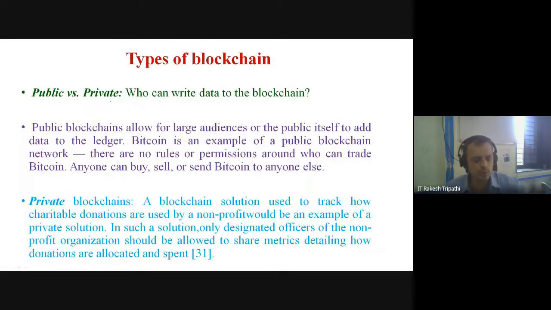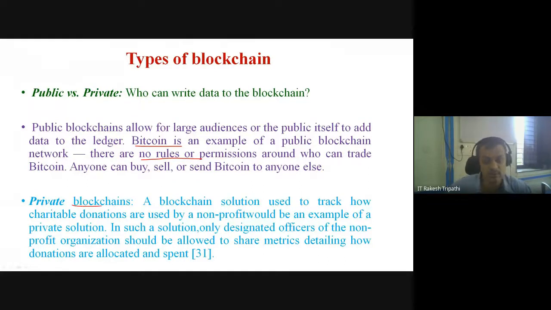Now there are 2 types of blockchain. One is called public, another is called private. In a public blockchain, anybody can participate, anybody can read the content of the blockchain, anybody can add data to the ledger, and it is free. Bitcoin is an example of a public blockchain, and there are no rules or permissions around who can trade, who can buy, who can sell. Anybody can join. All you have to do is download a Bitcoin client, and then you can participate.